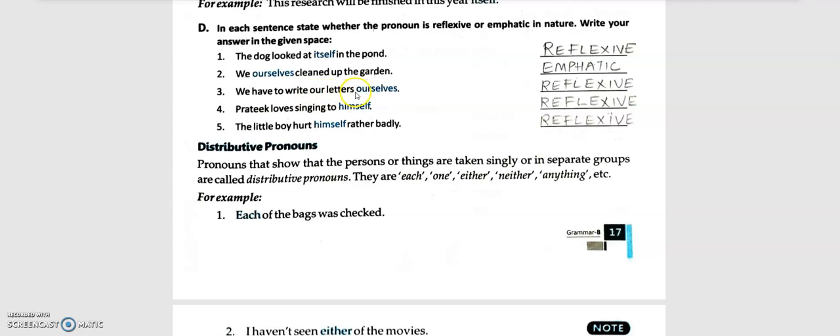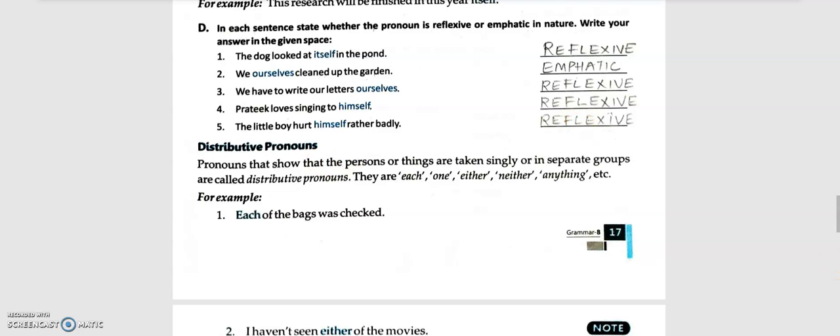We have to write our letters ourselves. So we have we here and ourselves, which is also talking about we. Pratik loves singing to himself. Himself is also Pratik. So when we have the same subject for this pronoun, we call it the reflexive pronoun. The little boy hurt himself rather badly. Who hurt himself? The little boy. So we are talking about the same people in the sentence. That is why it is reflexive.